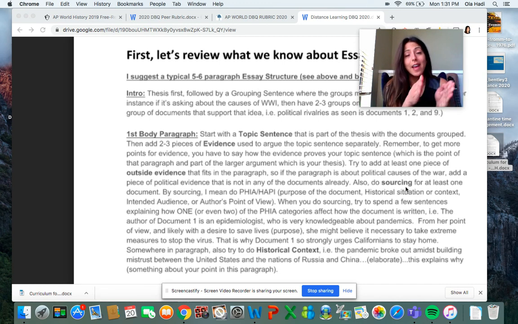Now, we can't just say what that is. We have to say how it affects the document as well. So it might take 2 to 3 sentences to do sourcing. And you don't need to do every part of it for every document. You just need to do 1 part for a couple documents.